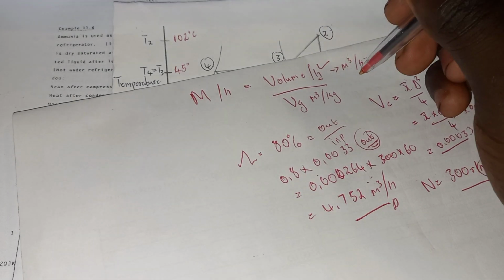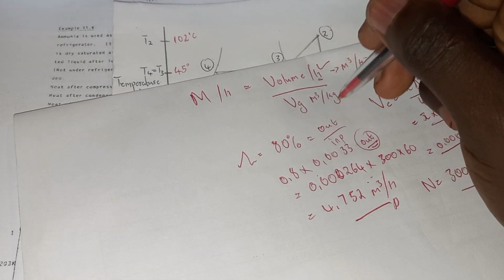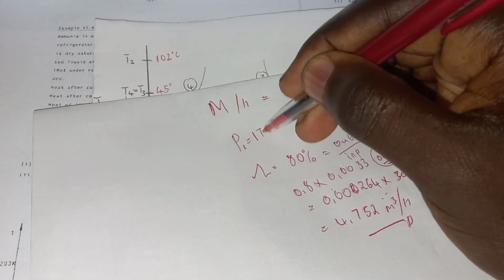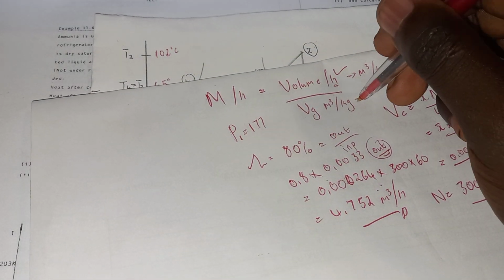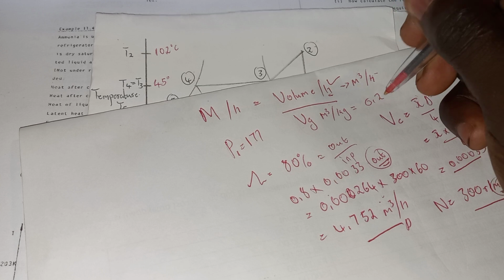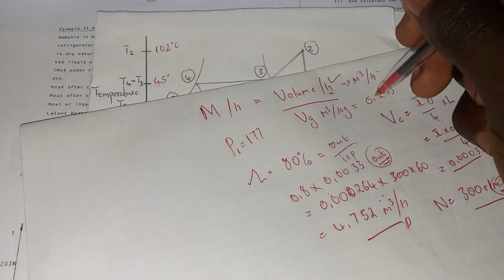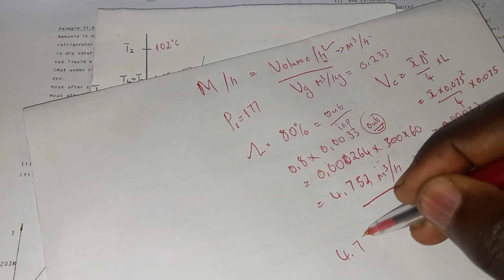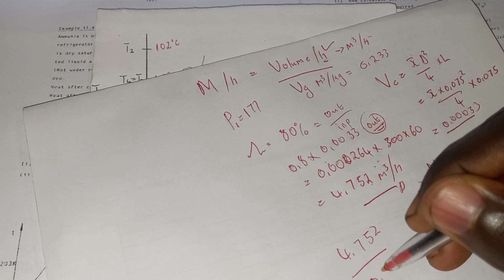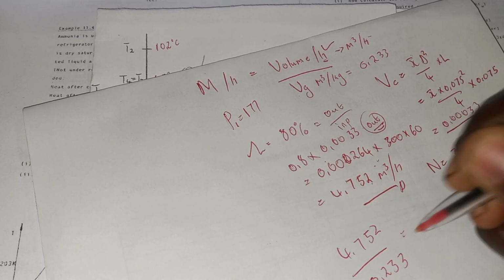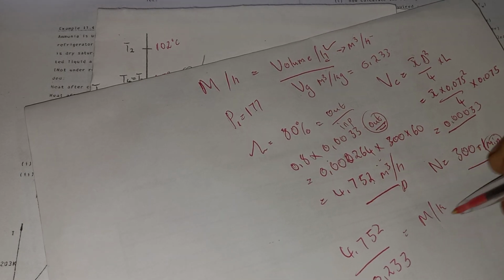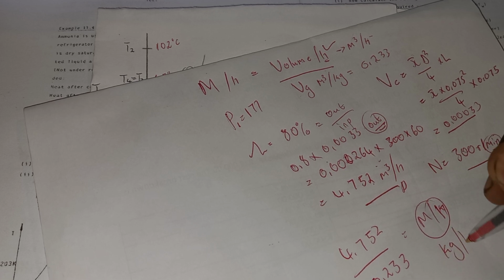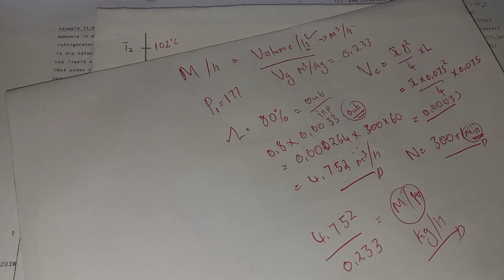So then you put it here, and then from the table you're going to read at the lowest pressure. The lowest pressure is your pressure number 1, which was 177, and then your VG is going to be 0.233, and then this one divided by this answer here: 4.752 divided by 0.23, you will get your mass per hour. So that means your answer will be kg per hour. So this is the mass that will be delivered per hour.